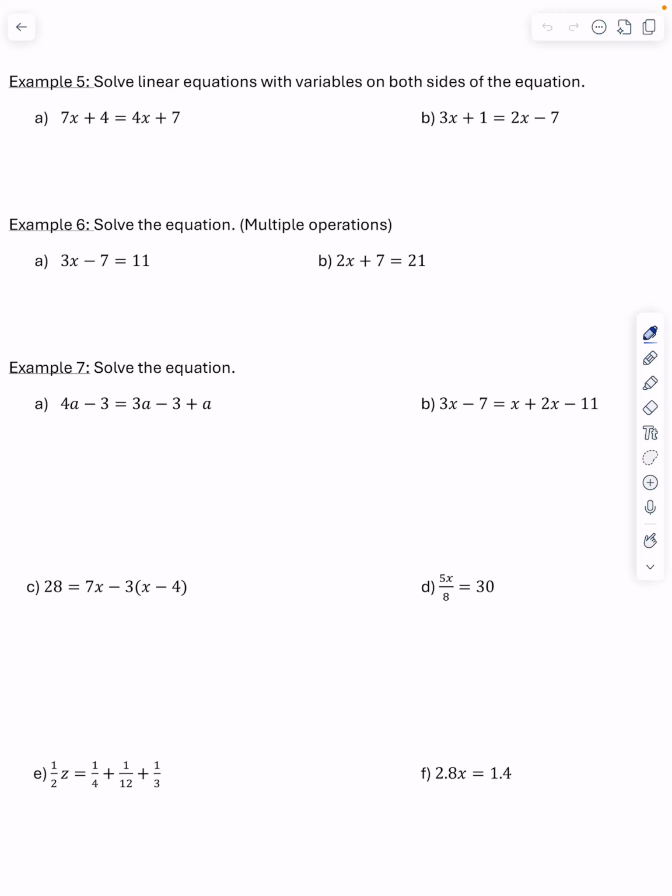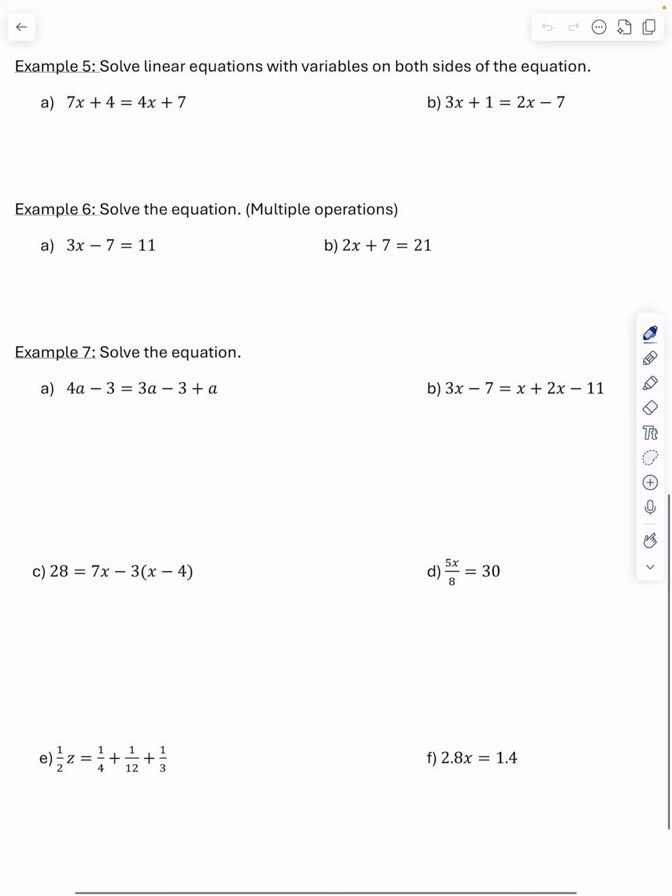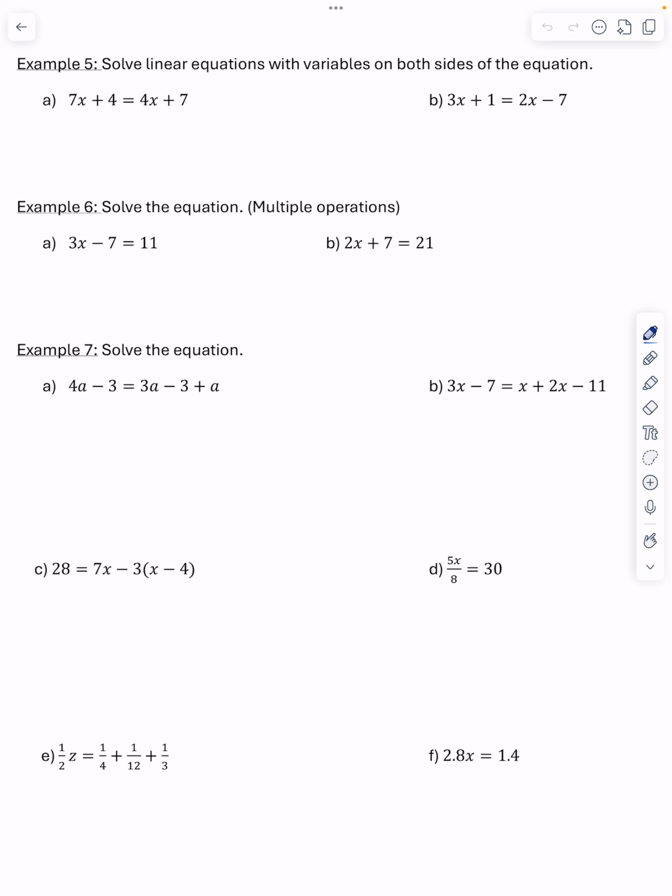Welcome back. These are the chapter 7.2 notes. This is page 2. So we're going to take a look at something a little different. In example 5, we've got variables on both sides.